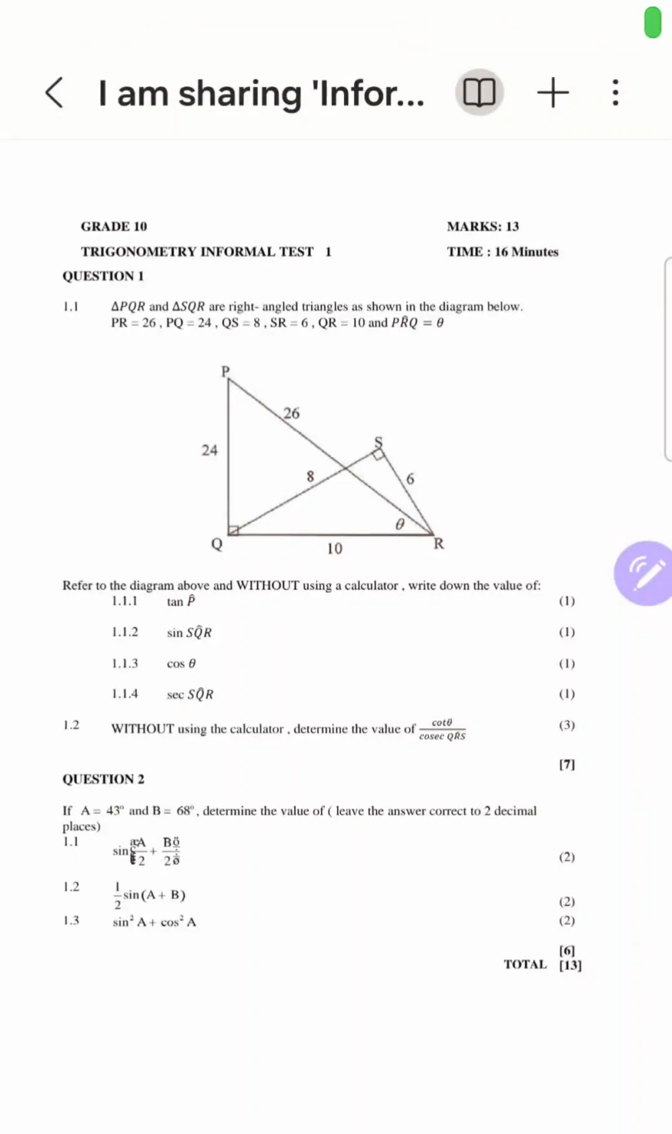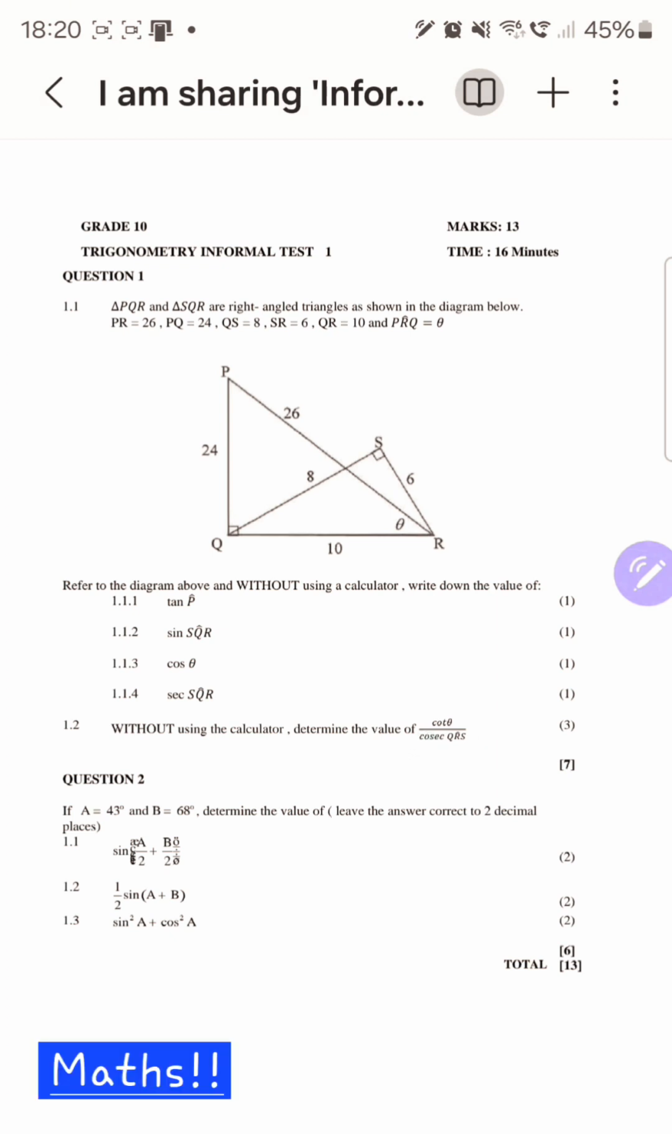What's up, y'all? This is a grade 10 practice test, trigonometry informal test 1. The time given here was 16 minutes. All right, let's try and solve this.